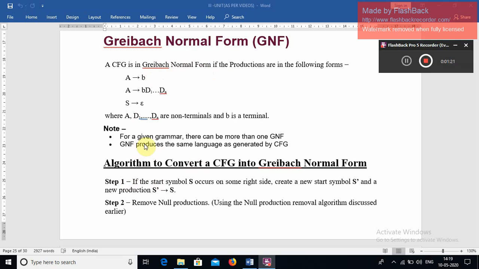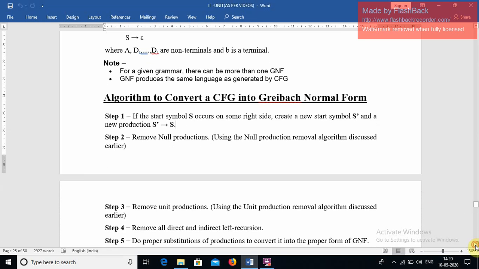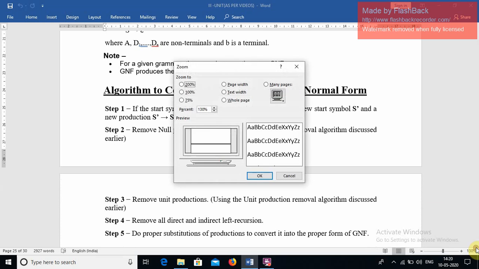So for a given grammar, there is a possibility of more than one GNF, Greibach normal form. The Greibach normal form production rules also produce the same language as generated by the context free grammar. Okay, now let's see what is the algorithm to convert a context free grammar into the Greibach normal form. So it includes 5 steps.